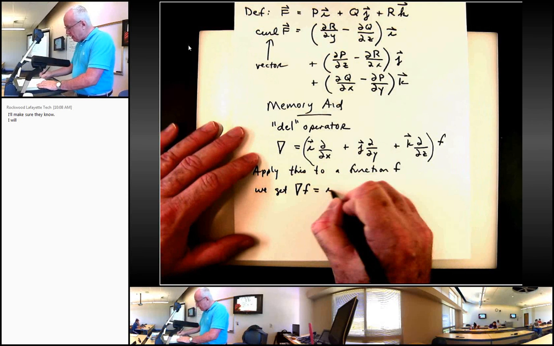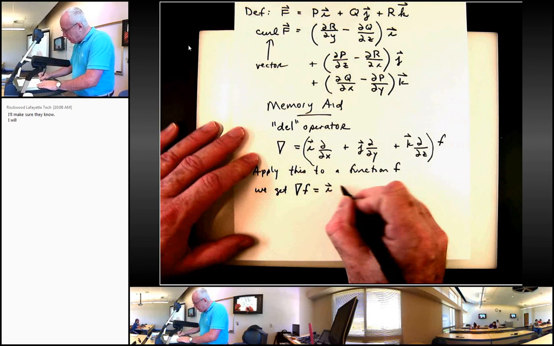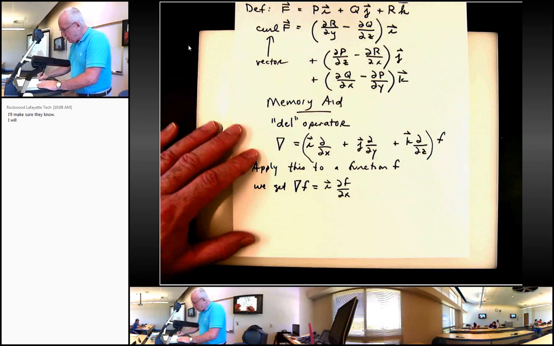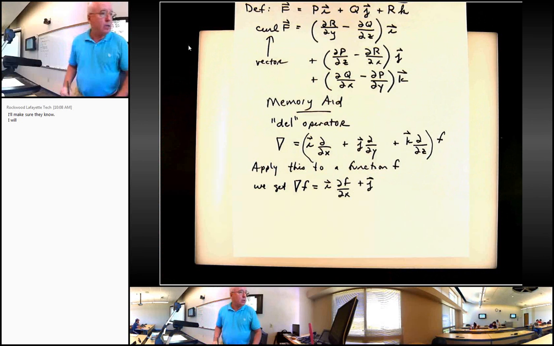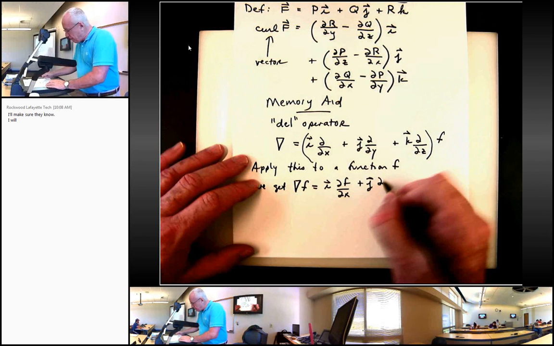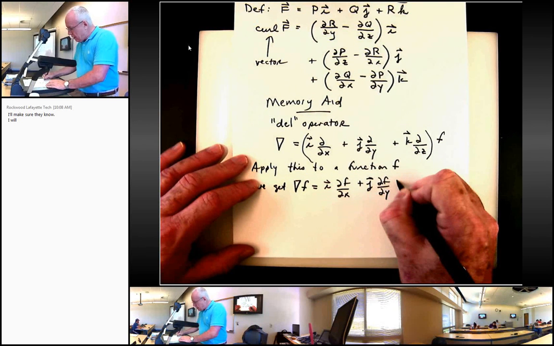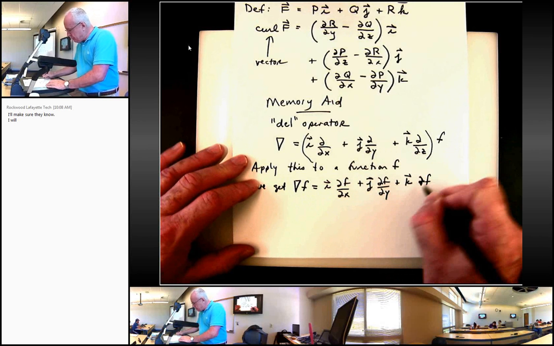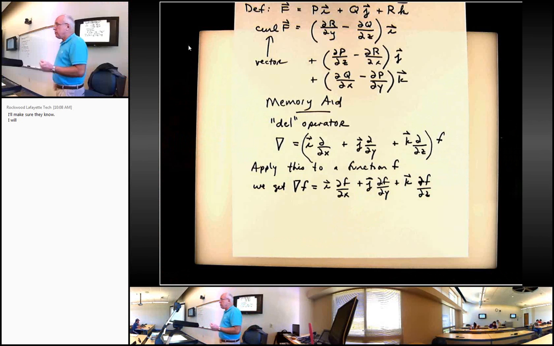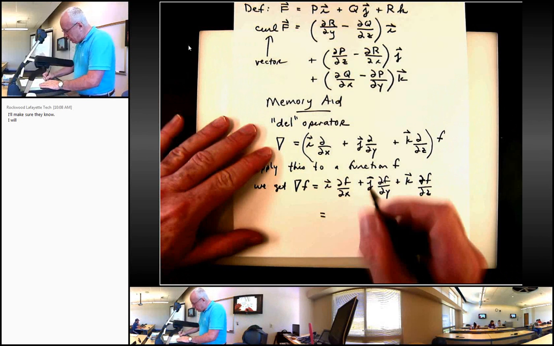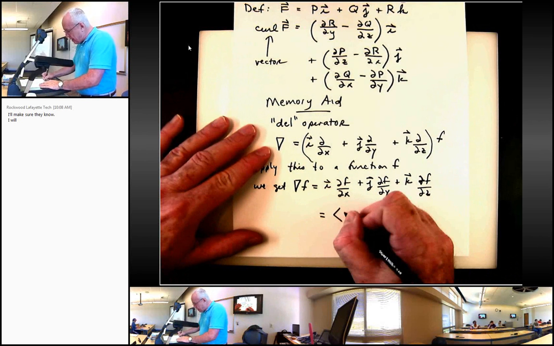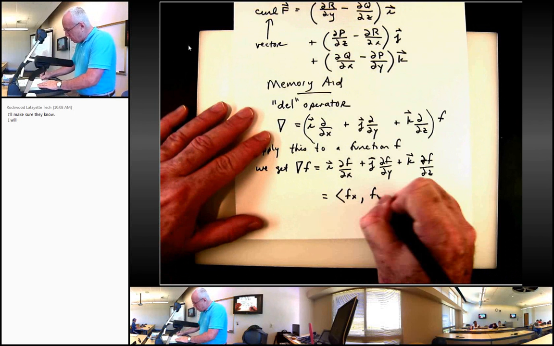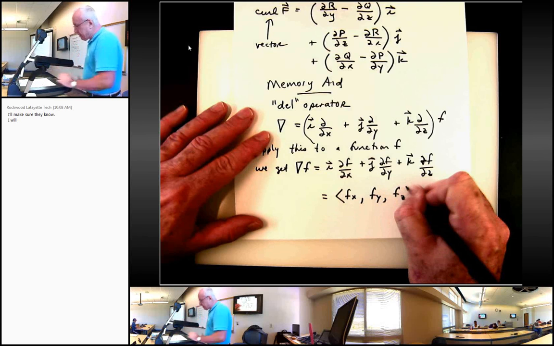The vector i times the partial derivative of f with respect to x. Now I'm applying this to my function, plus the vector j, partial derivative of f with respect to y, plus my vector k, partial derivative of f with respect to z. And this is, of course, exactly the same thing as the gradient. This is equal to a vector. The first component is fx, the second component is fy, the third component is fz.